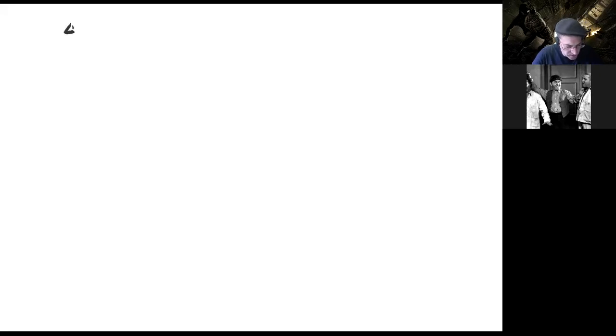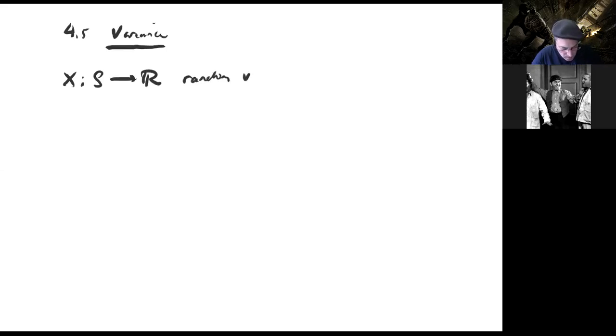Okay, so 4.5 is about something called variance. And what is that? So here's the setup. Suppose you have a random variable on the sample space. And suppose we look at the function g of x equals x raised to the nth power. That's a function on the real numbers. And I'm assuming n is at least 0. In fact, n is going to be 2 today. So now we have g of x is a new random variable.